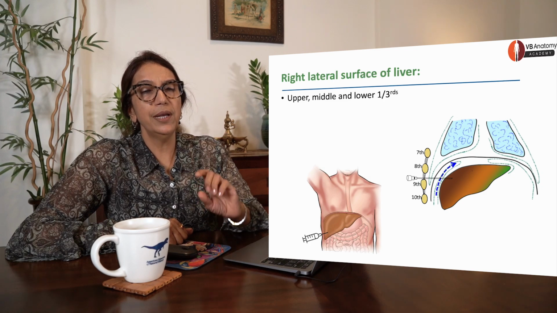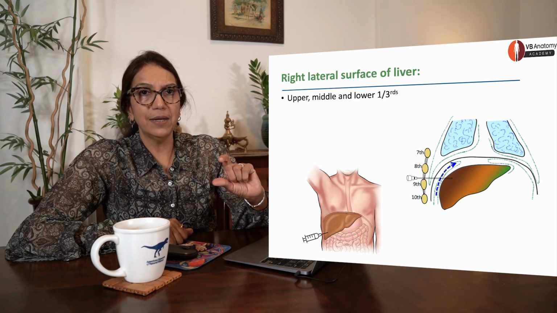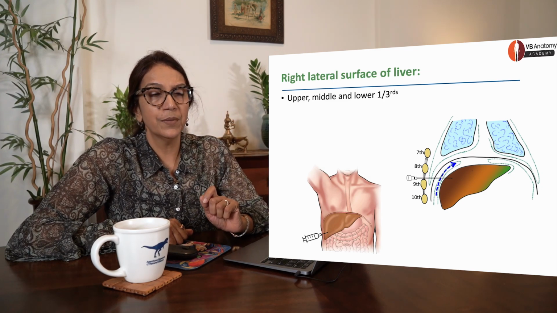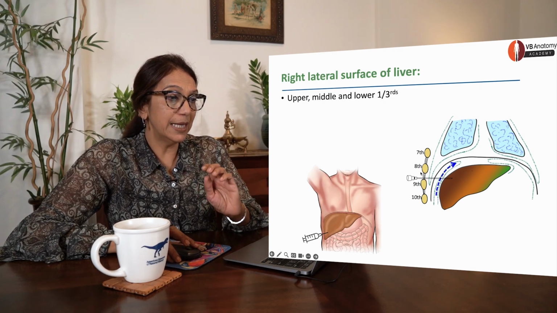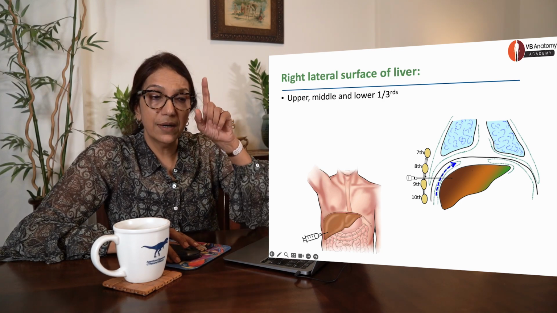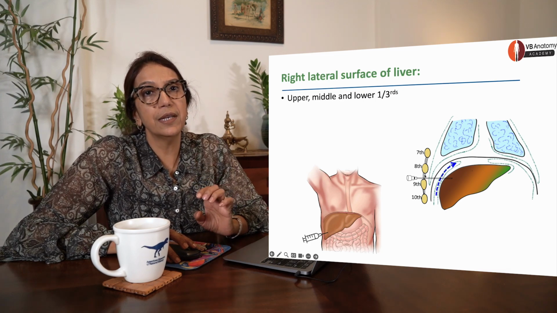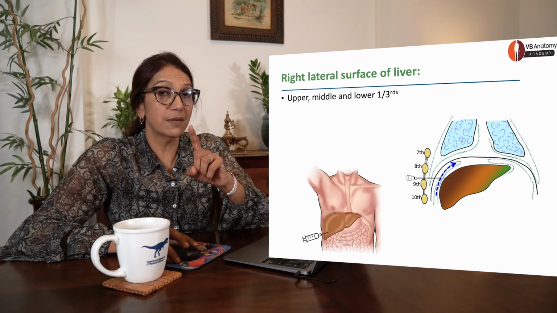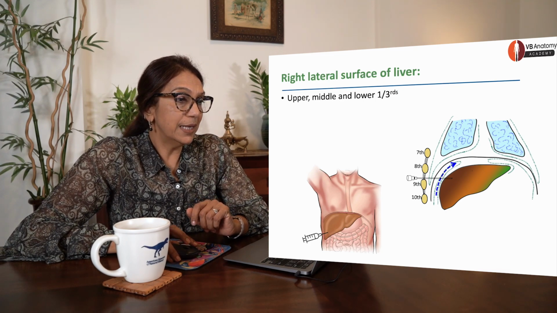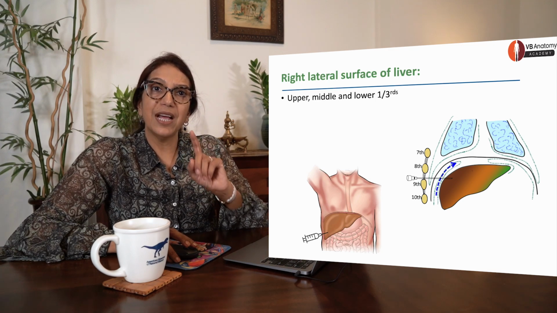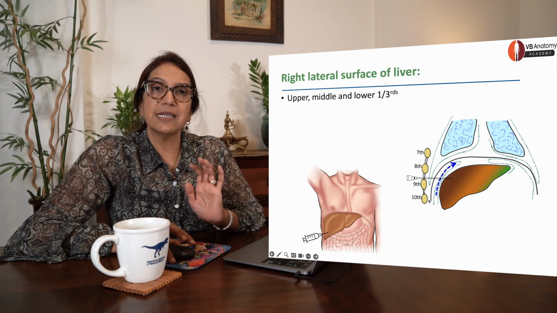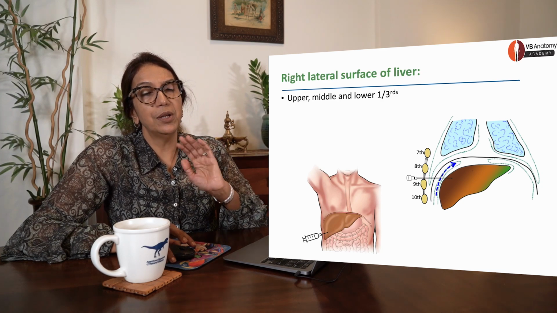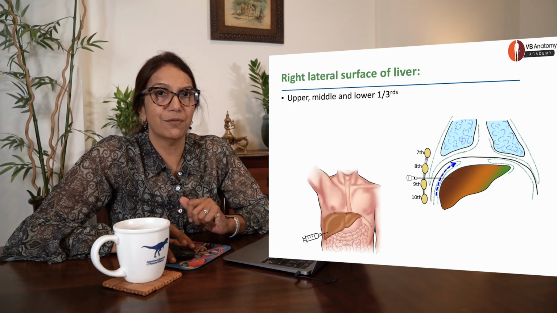Divide that body wall into upper one third, middle one third, lower one third. Upper one third extends till the eighth rib. Till this level, your right lung is going to be related to the liver. Understand it, this is very important. Till the 10th rib, the right costodiaphragmatic recess can extend down. And below the 10th rib, the liver is related directly to the diaphragm.